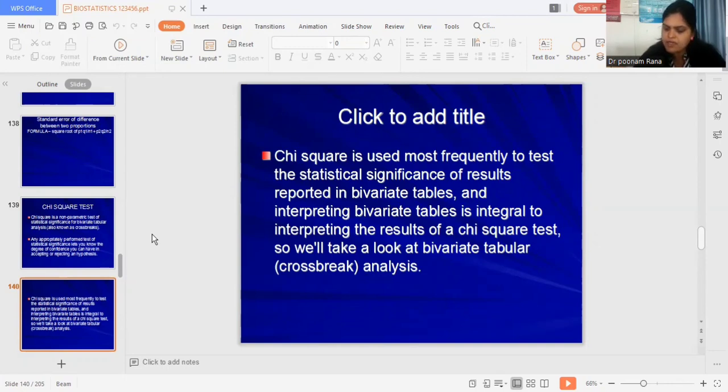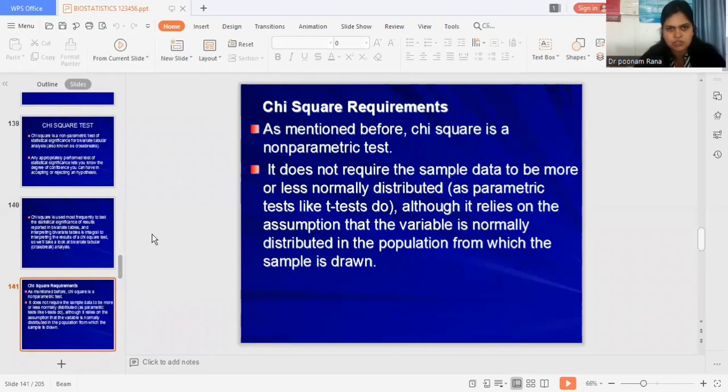For example, if there are two groups, one of which has received oral hygiene instruction and the other has not received any instruction, and it is desired to test the occurrence of new cavities associated with the instruction, we have to use the chi-square test in such a situation. As mentioned before, chi-square is a non-parametric test. It does not require the sample data to be more or less normally distributed.